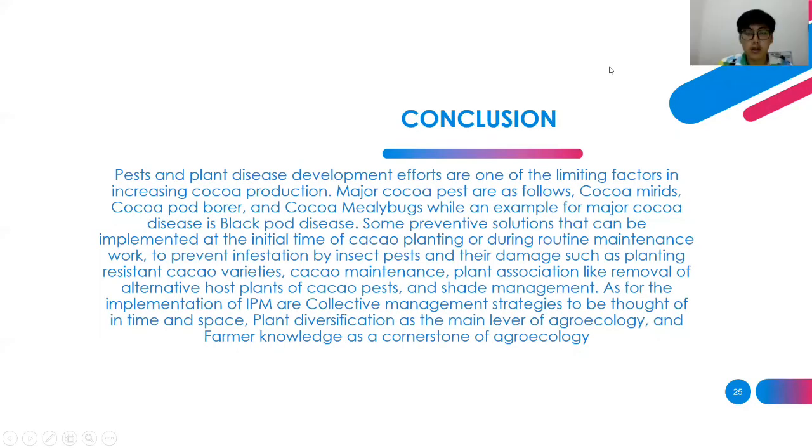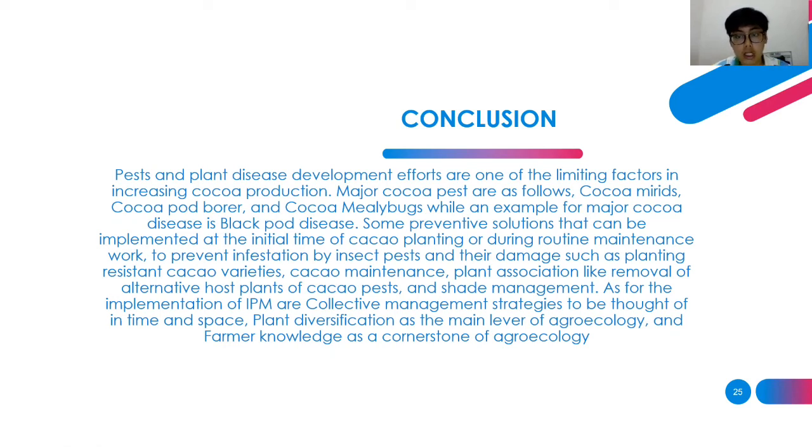Okay, as for the conclusions of our group, pest and plant disease development is one of the limiting factors in increasing cocoa production. Major cocoa pests are as follows: Cacao Mirids, cocoa pod borer, and cocoa mealybugs, while an example of a major cocoa disease is black pod disease.